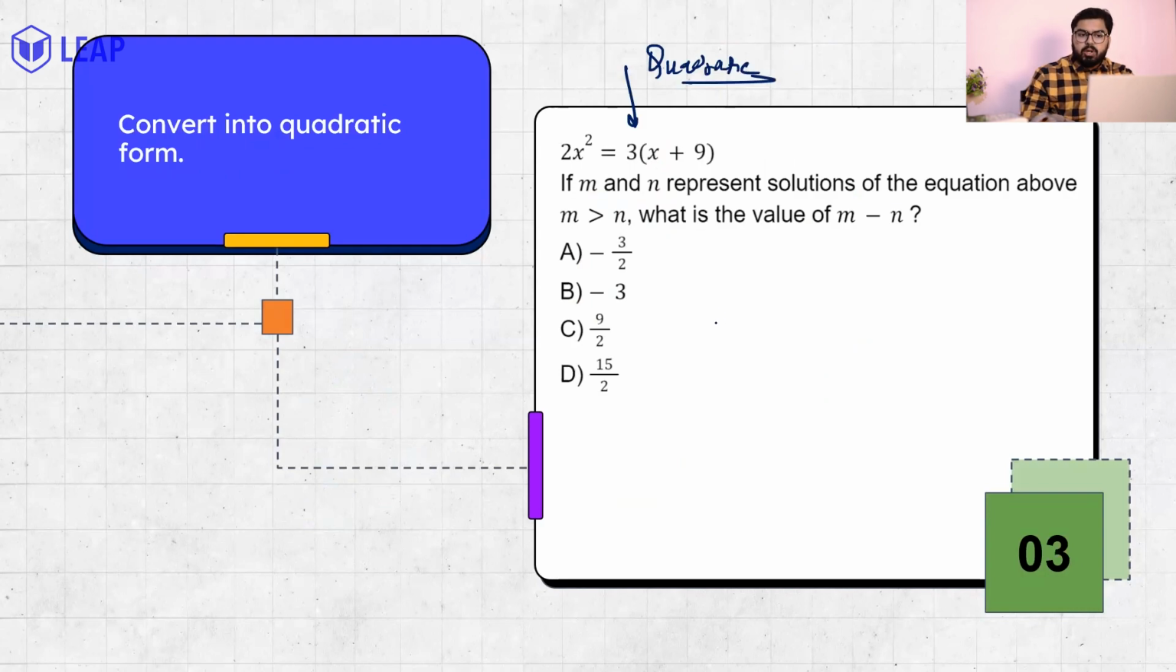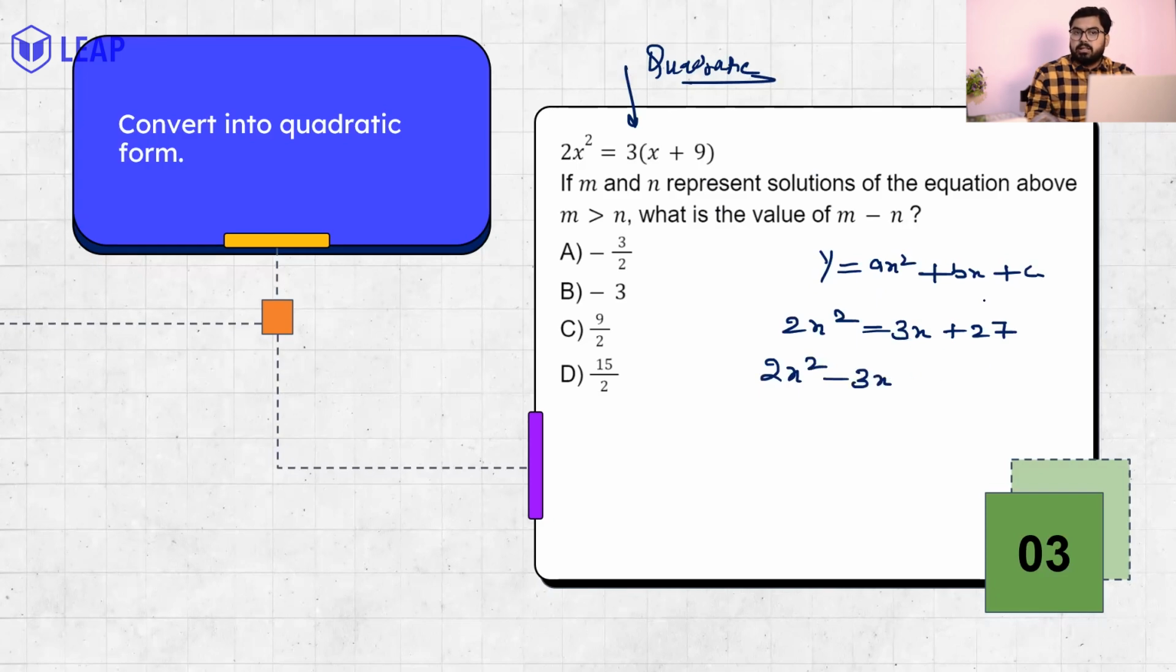First of all, we have to bring it into the standard form, which is y equal to ax square plus bx plus c. If we expand it, we get 2x square equal to 3x plus 3 into 9. Taking all x terms to one side, 2x square minus 3x, and taking the constant also on this side, the whole thing will be equal to 0. Which means if you compare with y equal to ax square plus bx plus c, what is y here?